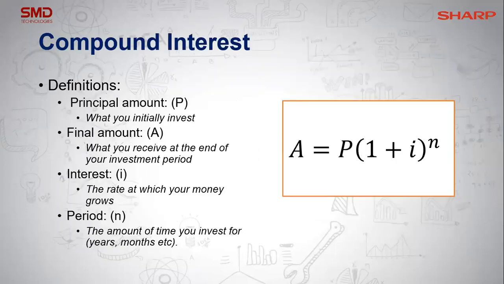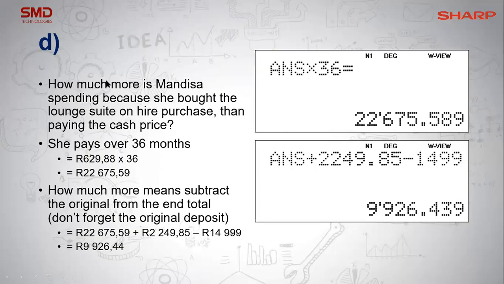And so we just multiply that across by 36. So she pays a total of 22,000 Rand, almost 23,000 Rand for a couch set. So she pays that over the 3 years. She pays the deposit, so don't forget to include your deposit in this question, and then subtract the original amount. She pays nearly 10,000 Rand more for the couch because of the simple interest.